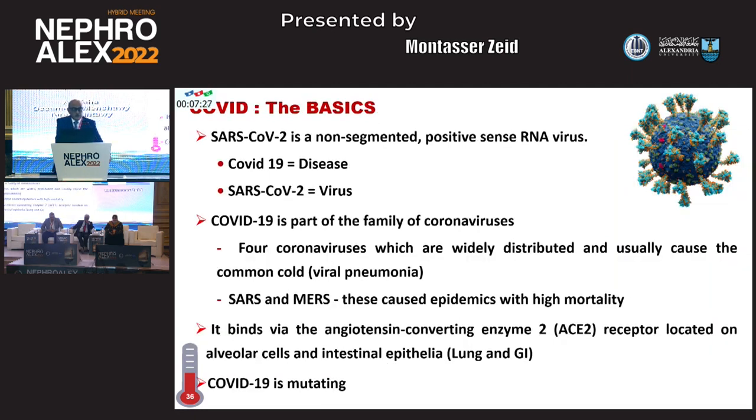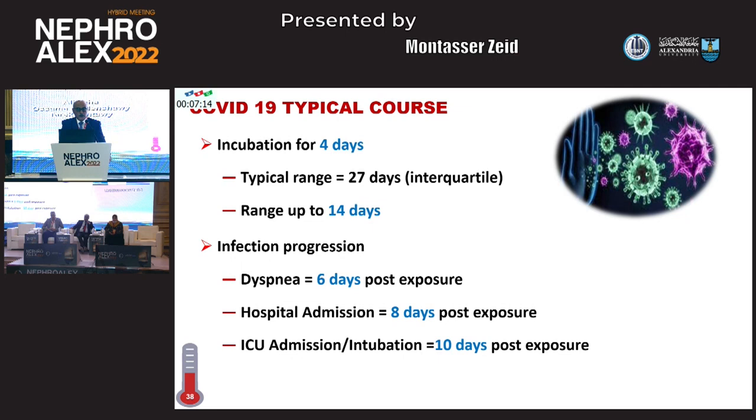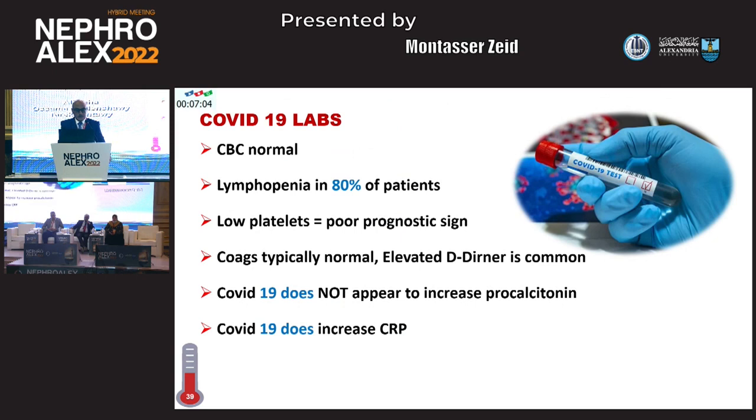For COVID-19, as we know, it binds to the angiotensin-converting enzyme 2 receptor located on alveolar cells and intestinal epithelial cells. The incubation period is on average about 4 days, and infection progresses to dyspnea, followed by hospital admission, then ICU admission and intubation in more serious cases.